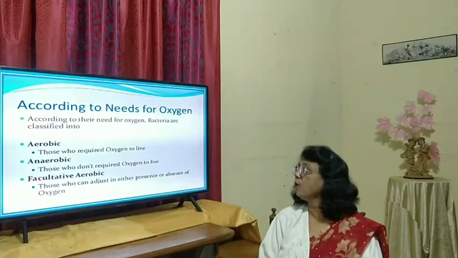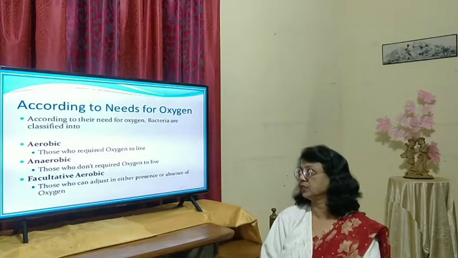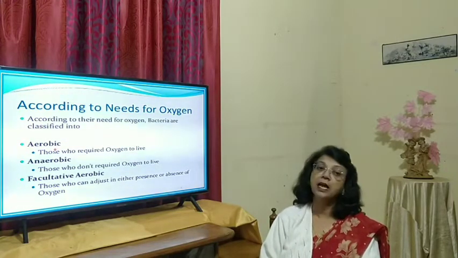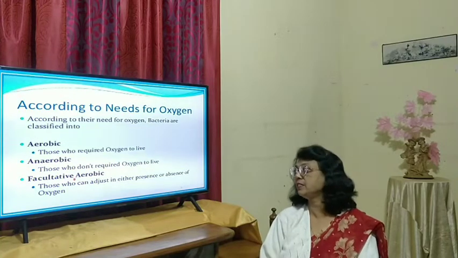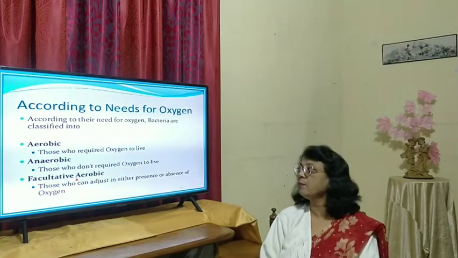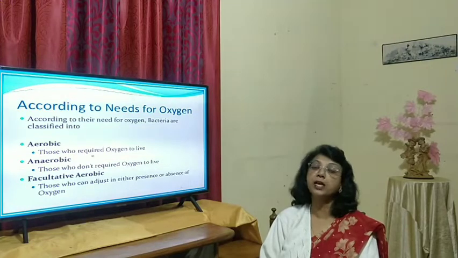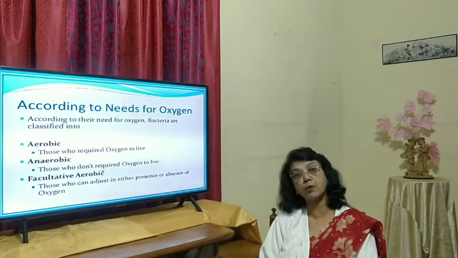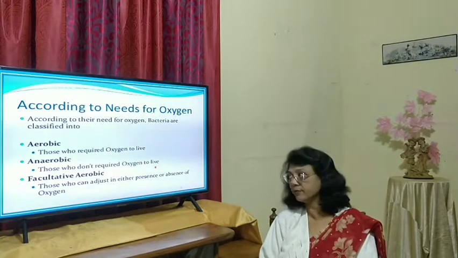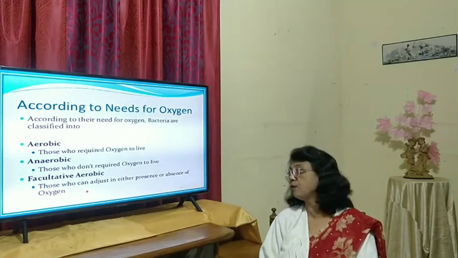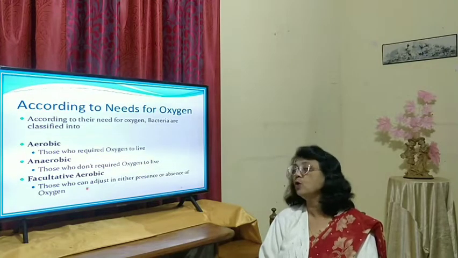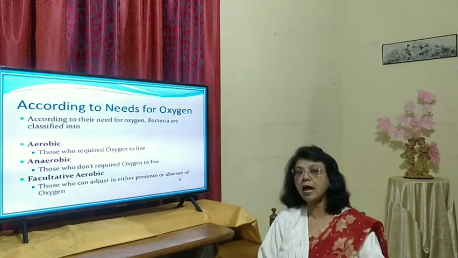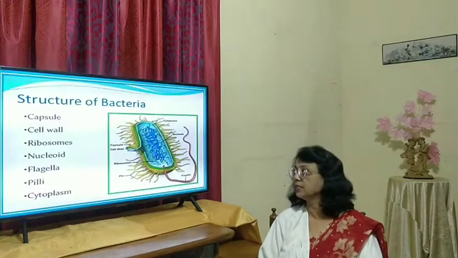Depending upon the need of oxygen, the bacteria can be classified into aerobic, anaerobic, and facultative aerobic. Aerobic bacteria are those who require oxygen to live. Anaerobic bacteria do not require oxygen to stay alive. And facultative aerobic bacteria are those who can adjust in either presence or absence of oxygen.